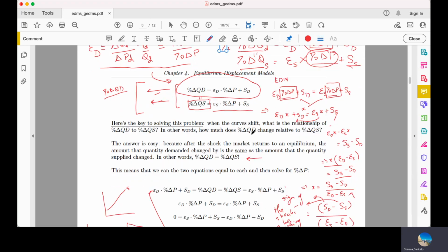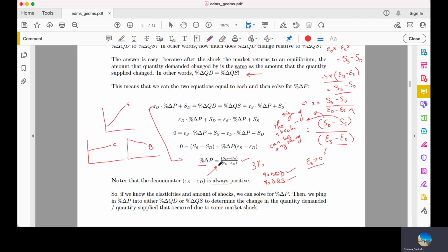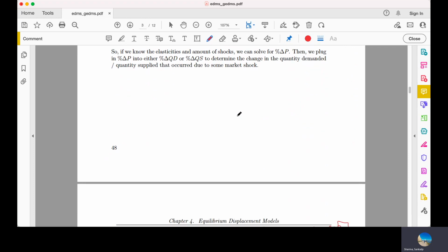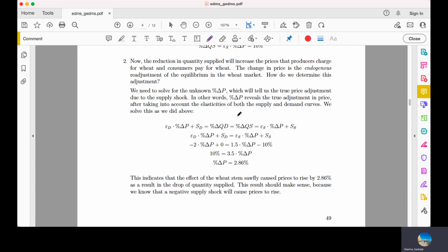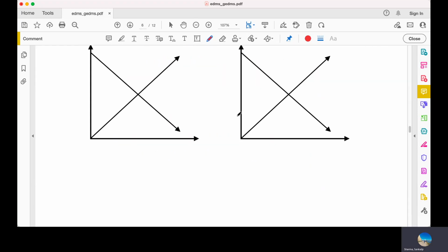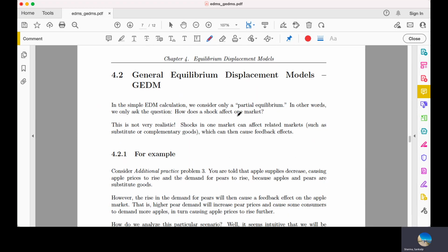So we already talked about this, and we got this formula, and you have already used this formula to complete the previous assignment, right? So that was essentially what EDMs were about. Then we looked at this example, and we solved that. Now, what I want to do is move on to generalized equilibrium, what is known as a GEDM. So you already know what an EDM is. Now we want to talk about GEDM.